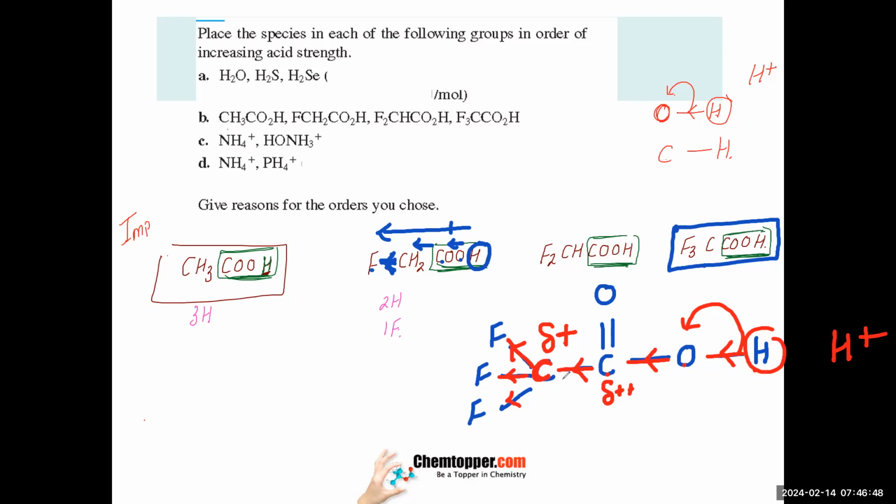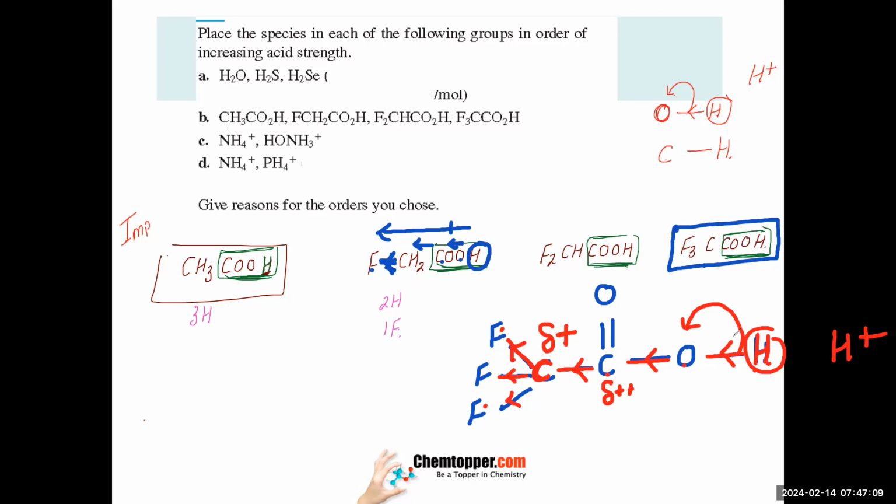And the closer you come to this hydrogen, the closer these fluorines are to this hydrogen, the stronger is the acid. It's operating through bonds. So the more electronegative atoms are closer to the acidic hydrogen, the stronger the effect.